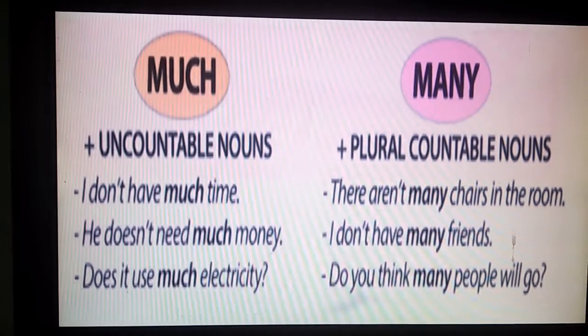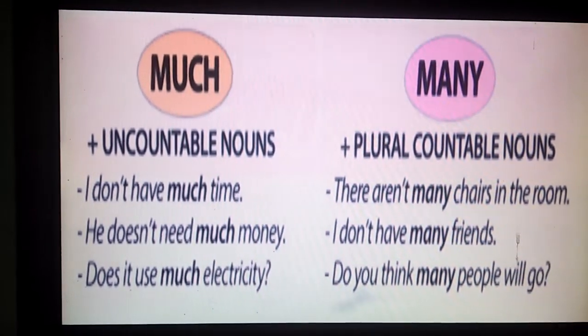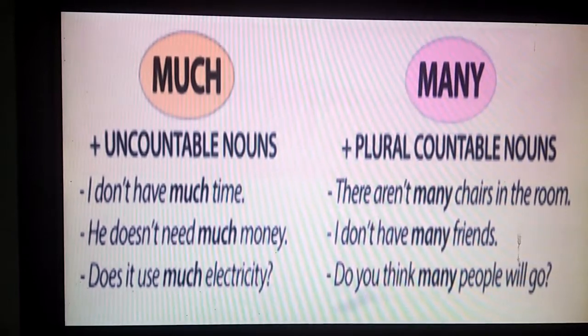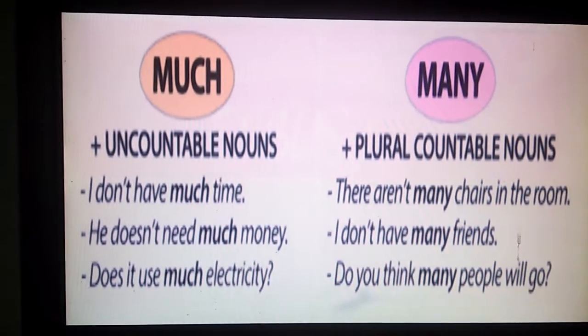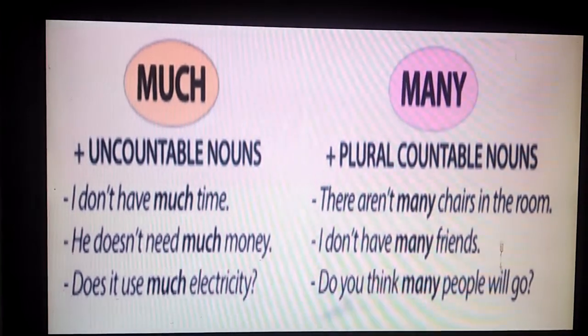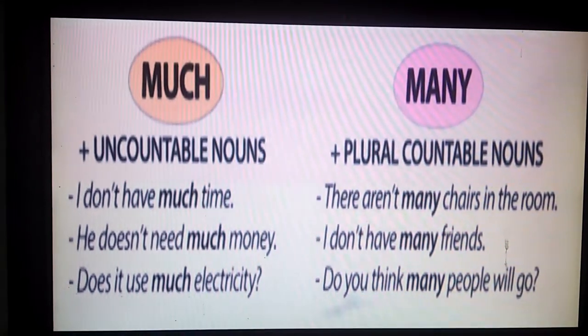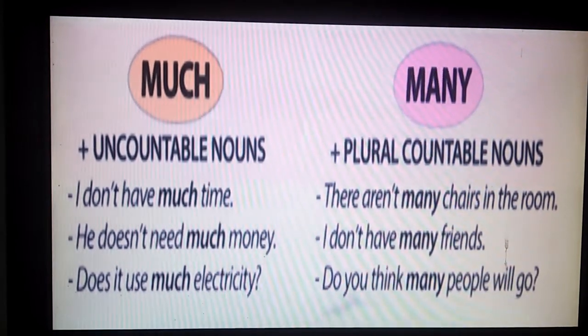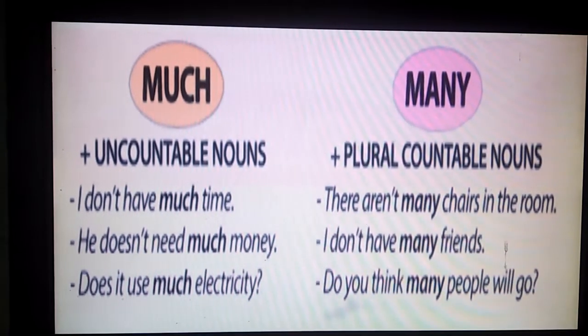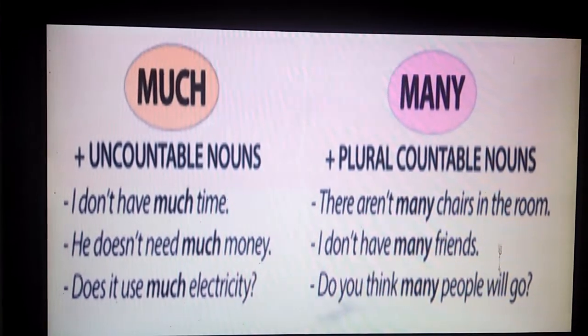Many, that we use before plural countable nouns. The examples: there aren't many chairs in the room. Chairs, which is a plural countable noun. I don't have many friends. Friends, a plural countable noun. Do you think many people will go? So it's clear. I hope you all have understood the uses of these two quantifiers, much and many.